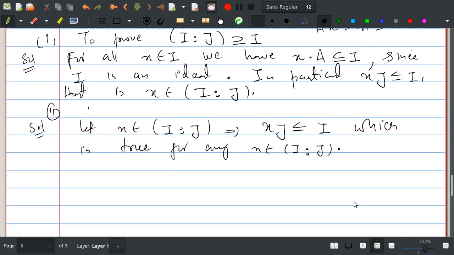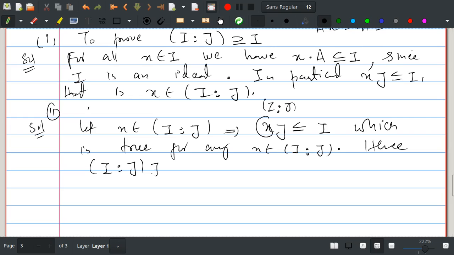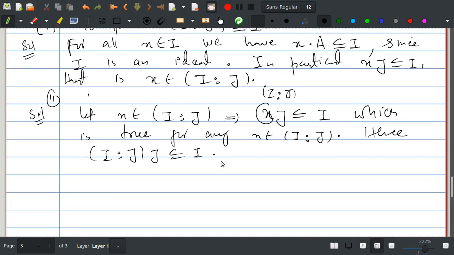Now if this is true for any x in I : J, then in place of this x we can write this set I : J here. So hence (I : J) times J is contained in I. This proves the second item.